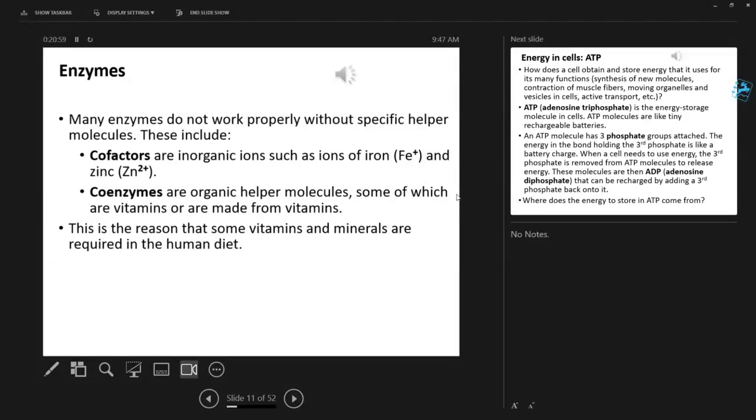Why do we need vitamins and minerals in our diet? Why do some people take nutritional supplements, take a vitamin and mineral pill every day? Many of those are required because they are important cofactors and coenzymes for enzymes in our bodies. And we don't need a lot of zinc or a lot of vitamin E in our bodies, but if we don't have any, if we have a deficiency, then some of our enzymes won't work. Chemical reactions won't happen that are supposed to.